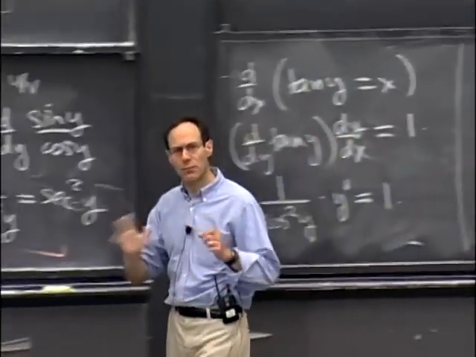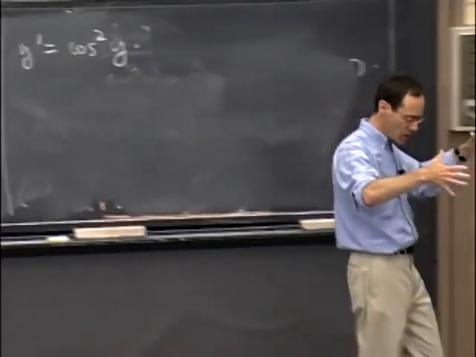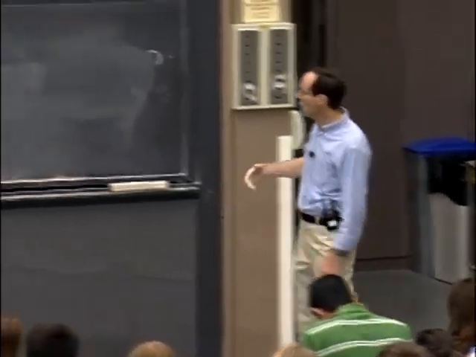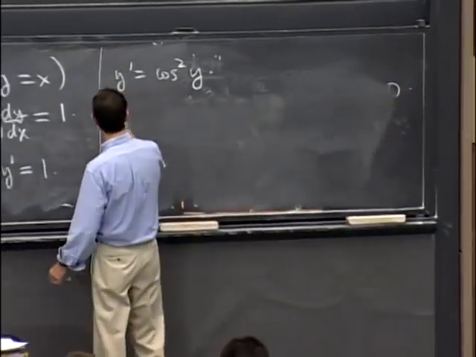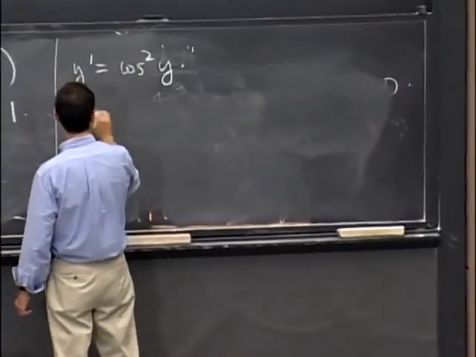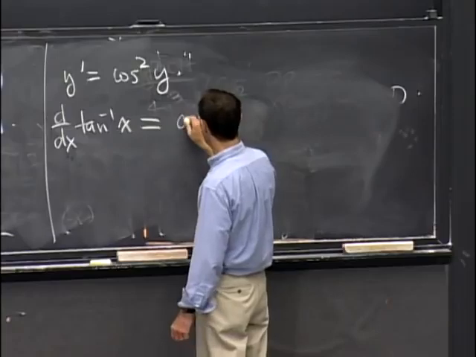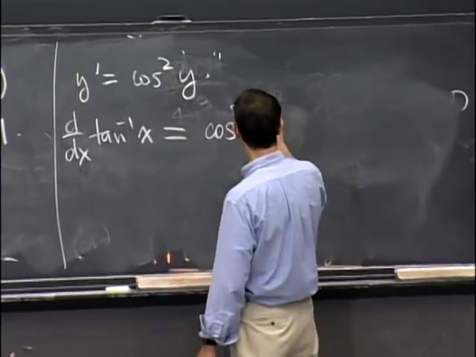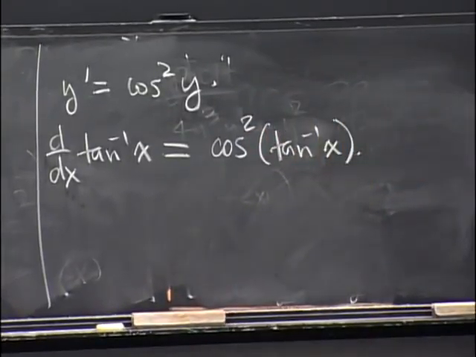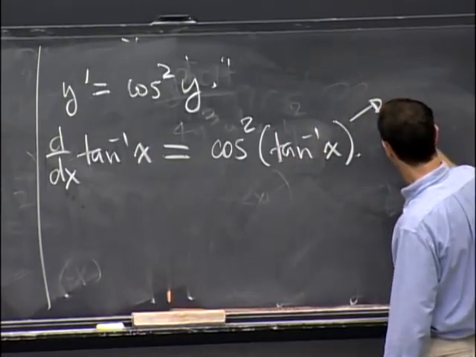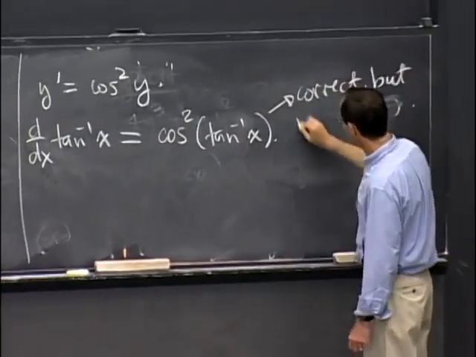Unfortunately, this is not the form that we ever want to leave these things in. Again, this is the same problem we had with that ugly square root expression or with any of the others. We want to rewrite it in terms of x. Our original question was, what is d by dx of tan inverse of x? Now, so far, we have the following answer to that question. It's cosine squared of tan inverse x. Okay? Now, this is a correct answer, but way too complicated.